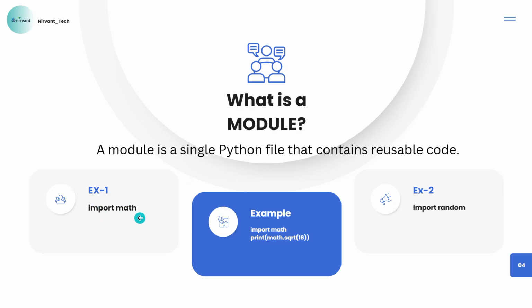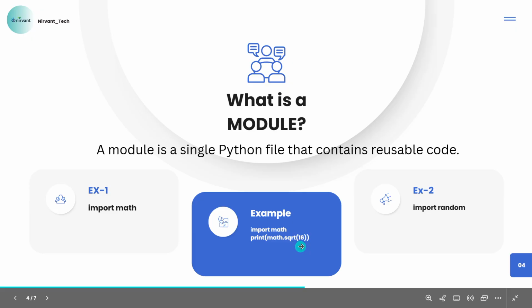Example 1: import math. If we want to do any mathematical operation, we don't write from scratch how to operate it. We can import the module, easily call that function, and get the work done. Example 2: import random. Random is a module name, and its work is to randomly generate some number. For example, here I can import math.